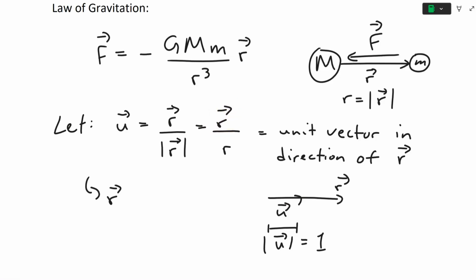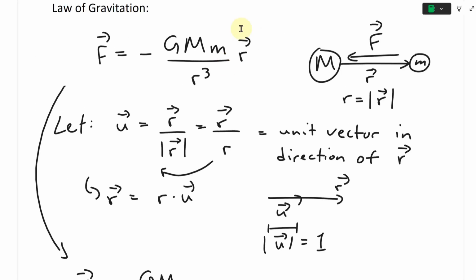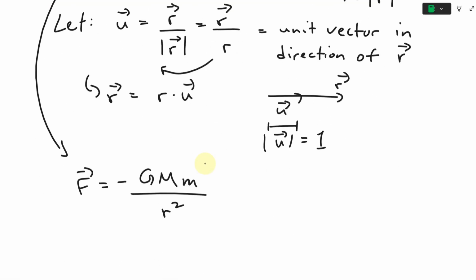We're going to get r is equal to, moving this r to the other side, r times the unit vector. So that's what r is, and we're going to replace that here. So F is equal to negative G, the gravitational constant, times the mass of the sun, capital M, and the lower one, m, the planet, divided by r times u. Now that cancels out, and we're left with r squared, and this is the u vector.